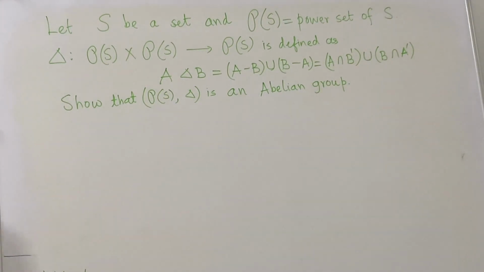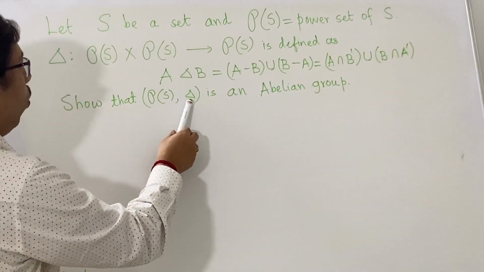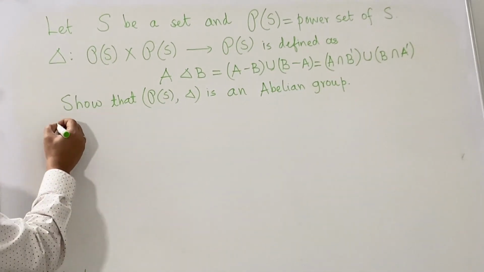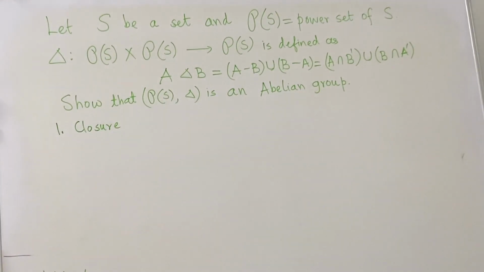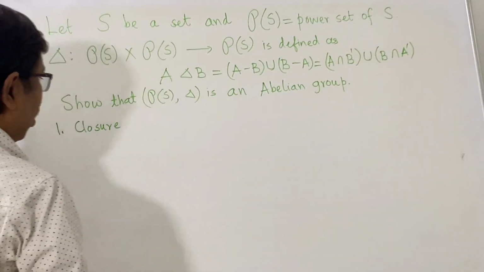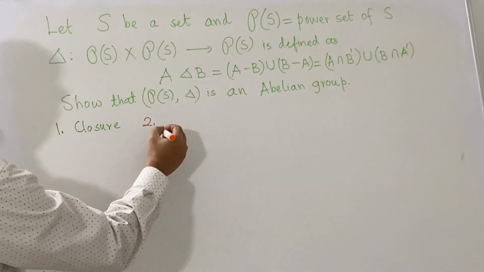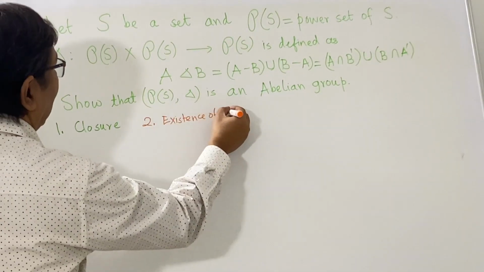We have to show that the power set of S with the binary operation being the symmetric difference is an abelian group. Now what do we have to show here? We have to show several properties. The first one is closure. That means if we take two sets A and B, A delta B is again a set which is included in the power set of S, which is of course trivially true, so we don't need to bother about that. The second one is the existence of an identity.